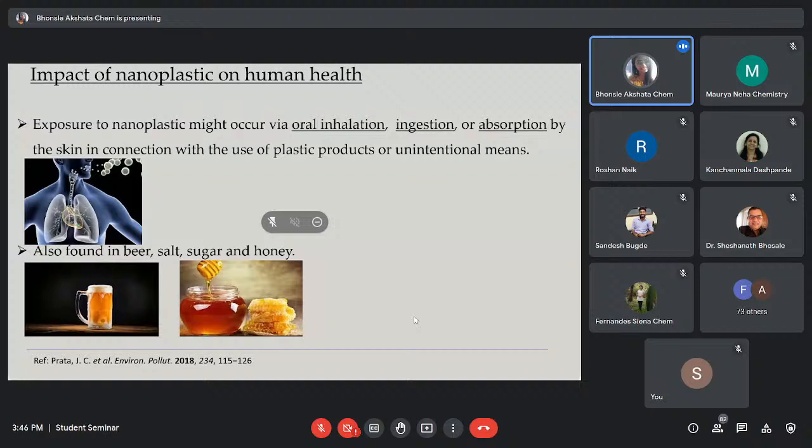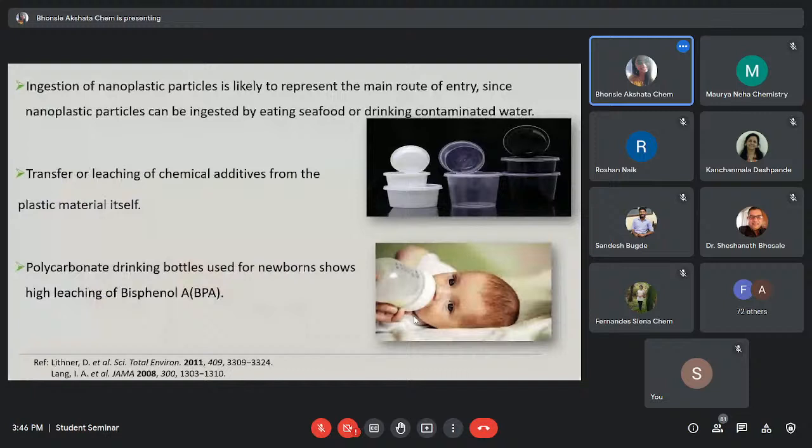It is also found that these nanoparticles need not climb the food chain only through aquatic organisms. That is, not only if we eat shrimps or shellfishes. These nanoparticles are also found in beer, salt, sugar, and honey as well. Ingestion of nanoplastic particles is likely to represent the main route of entry, since, as I said, it can come in through seafood, the food we have shown on the previous slide, and also drinking contaminated water. Not only that, it could also leach out from the plastic material itself which is used for storing food items.